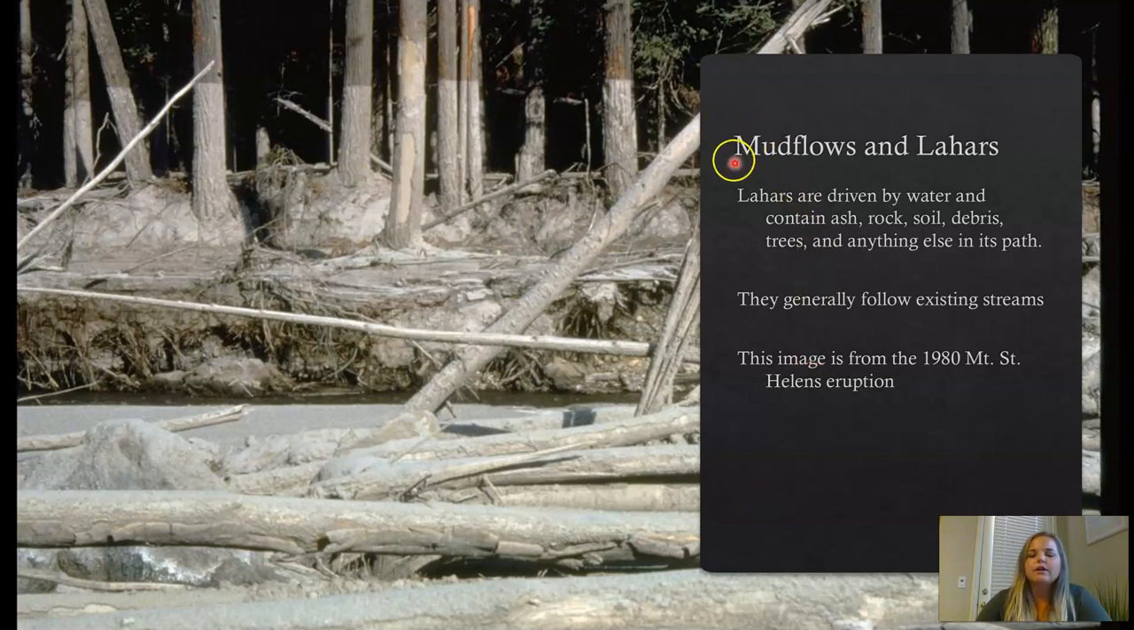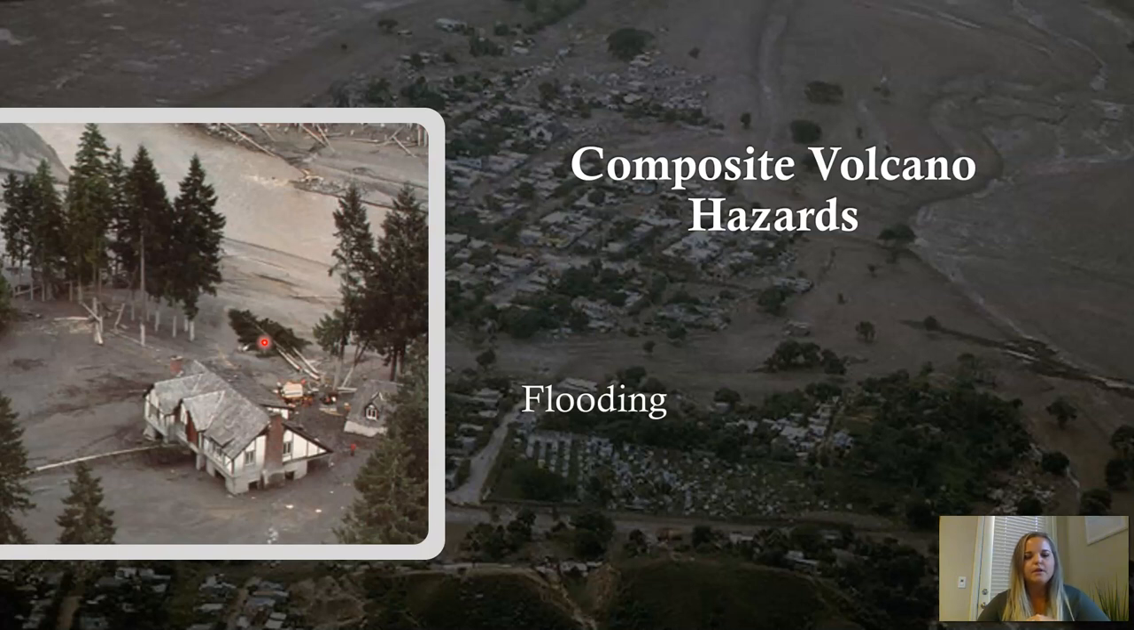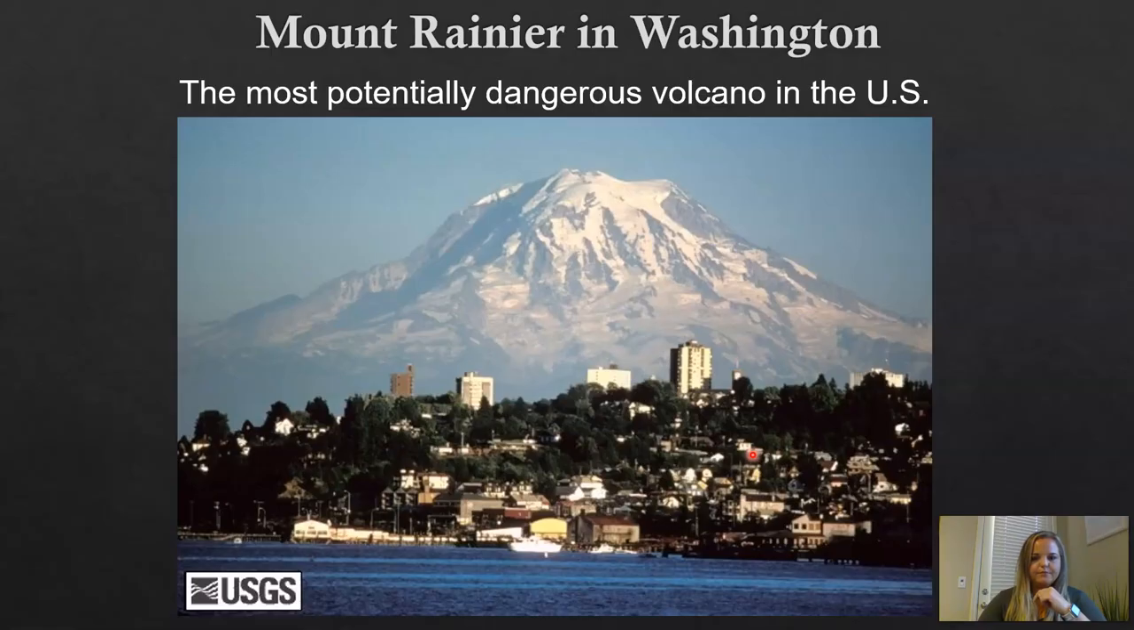Mud flows and lahars are another hazard of composite stratovolcanoes. So these, like I said, are driven by water, and they contain ash, rock, soil, debris, trees, pretty much anything else that's in the path of the lahar. And these usually come from the melted snow on the mountain, and it flows down existing streams and drainages from the volcano. This is an image of one from the 1980 Mount St. Helens eruption. And that leads to flooding in the lower areas. So the lower elevation areas that are flat is where all that water will collect, and it will cause severe flooding.